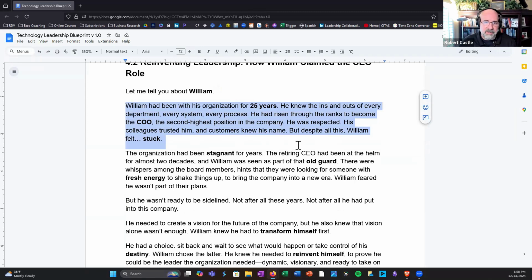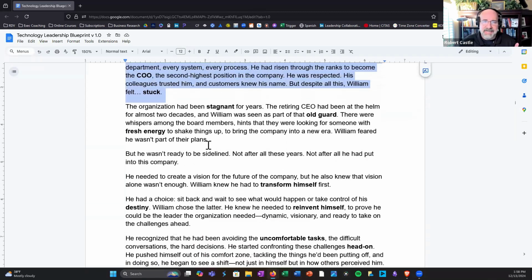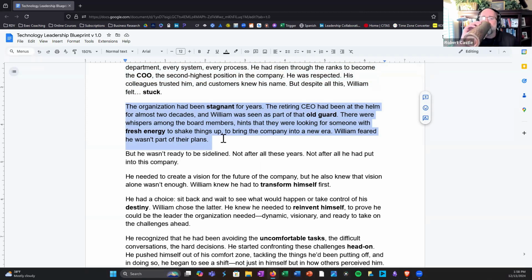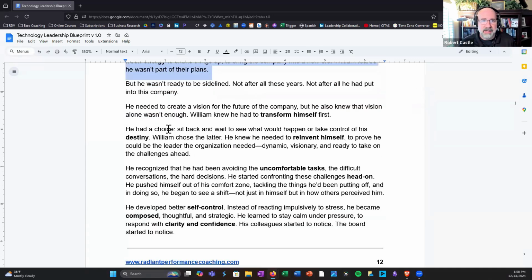But despite all of this, William felt stuck. You see, the organization had been stagnant for years. The retiring CEO had been at the helm for almost 2 decades. And William was seen as part of the old guard. There were whispers amongst the board members, hints that they were looking for someone with fresh energy to shake things up or to bring the company into a new era. And William feared that he wasn't part of their plans.